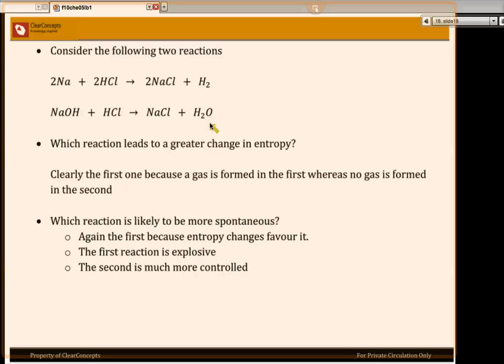Yes, rest of you, can you see this? No gas on the left, no gas on the right. Is it fair for me to say that the entropy change is small in this reaction? Am I justified in saying that?